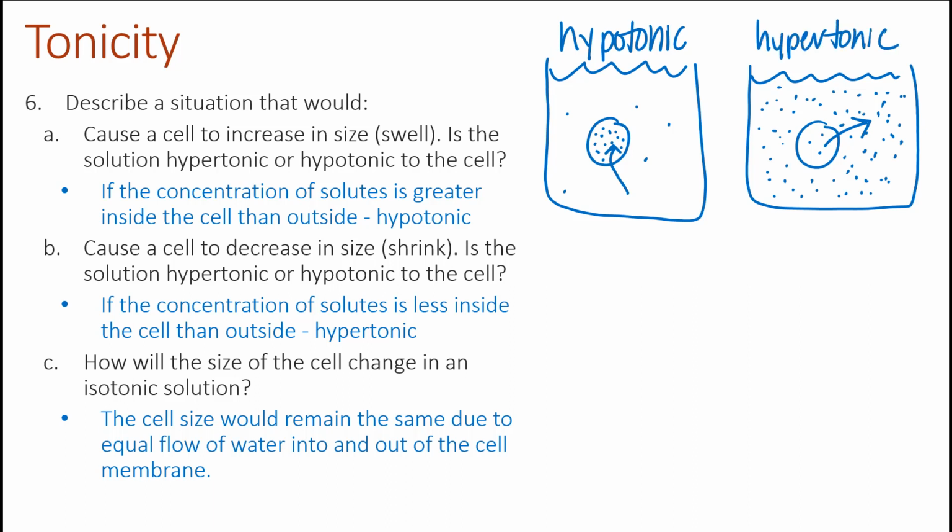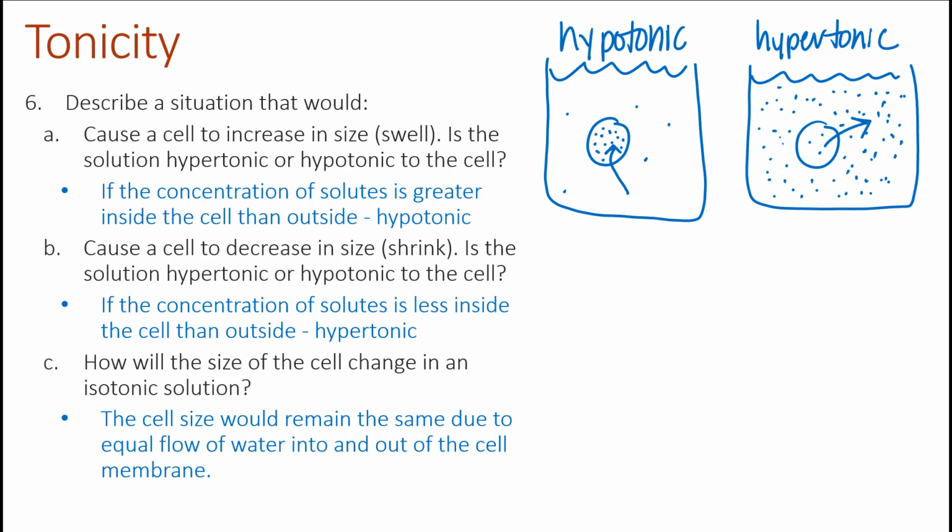So whenever we say hypo and hypertonic and isotonic, we are referring to the solution that the cell is in, not the inside of the cell itself. So if the concentration of solutes is less inside than outside, that means water is going to exit the cell and cause it to shrink and shrivel. So this would be a hypertonic solution.